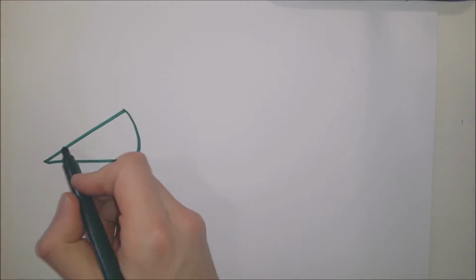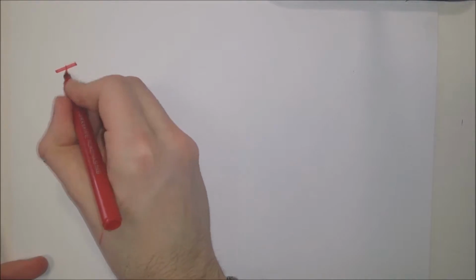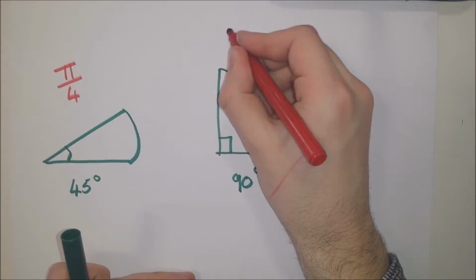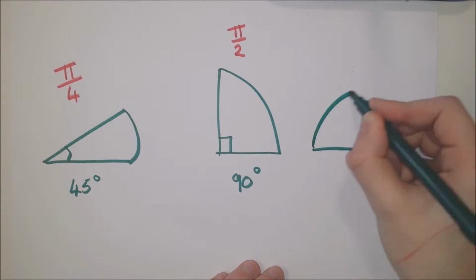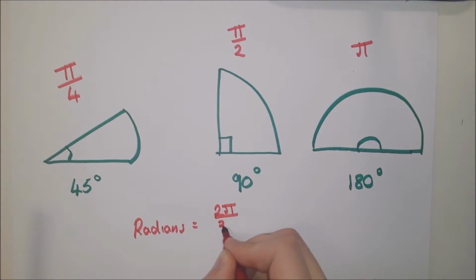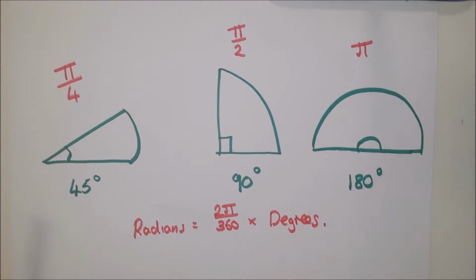It is useful as a full circle is 2 pi radians. 45 degrees is pi by 4 radians. 90 degrees is pi by 2 radians. 180 degrees is pi radians. Converting to radians from degrees can be calculated by pi over 360 times the angle in degrees.